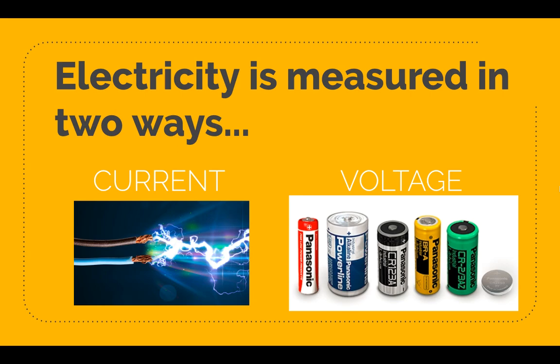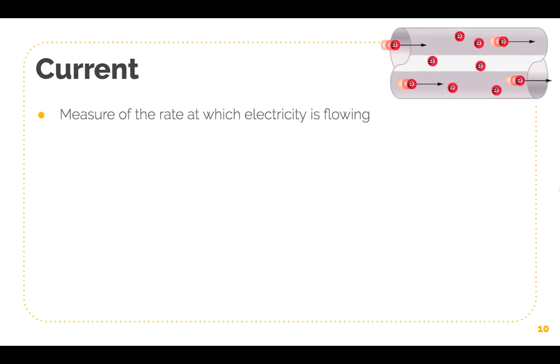So electricity is measured in two ways. The first way is through current, and the second way is voltage. So current is the measure of the rate at which electricity is flowing, so how fast electrons are moving through a circuit or moving through a conductor. The symbol for current is I. I know it kind of seems weird because current starts with a C. A lot of times symbols are representative of the word or term itself. But the symbol for current is I, and the unit for current is amps.